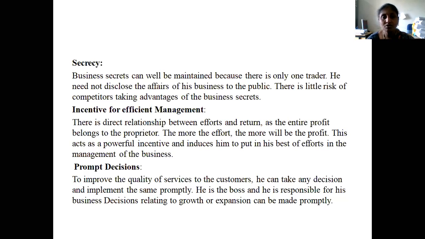Because he is the boss and he is responsible for his business, decisions relating to growth or expansion can be made promptly because he is the only boss. For expanding his business, whatever decisions are required for implementing those things, he can take those decisions for the growth of his business. That is the thing.